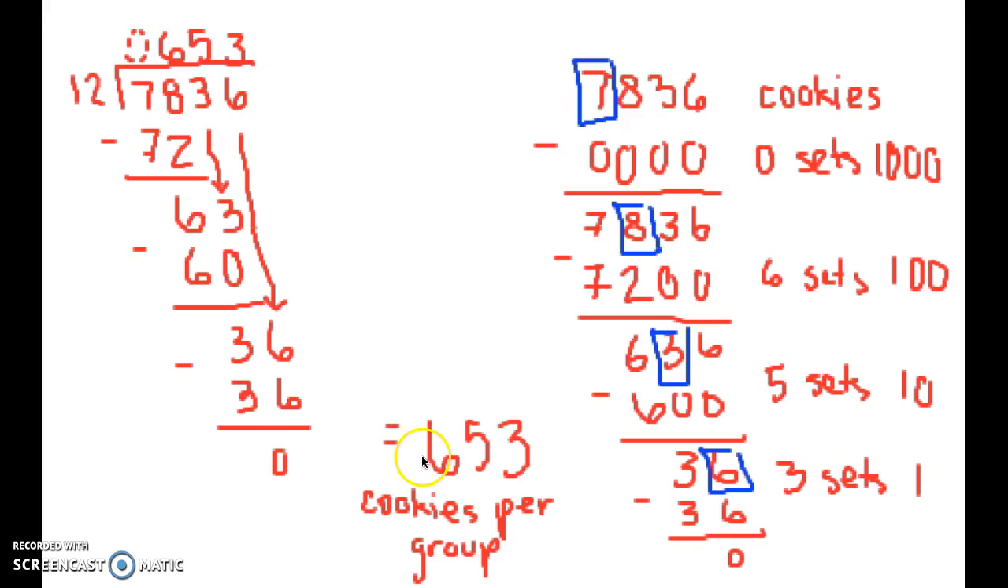So your answer is 653 cookies per group, because we started with some things, or 7,836. We gave an equal amount to a fixed number of groups, which was 12, or 12 friends, and we counted how many things ended up in each group, which is 653 cookies per group.